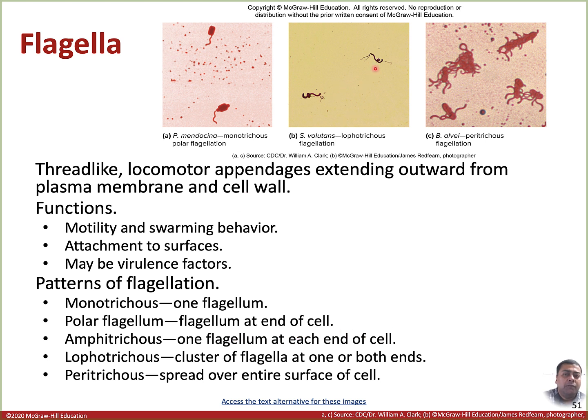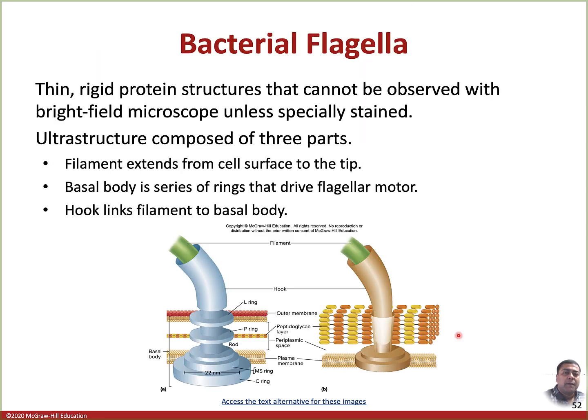On the other hand, lophotrichous is if you have a bunch or cluster of flagella at one or both ends of the bacterium. These are very important for your quizzes as well. On the other hand, if the bacterium has flagella surrounding the whole structure, we call this peri. Peri means around. Peritrichous flagella are spread over the entire surface of the cell. So now let's take a look at the bacterial flagellum's ultrastructure, which is extremely complex, and still this is presented in a very simplified format.